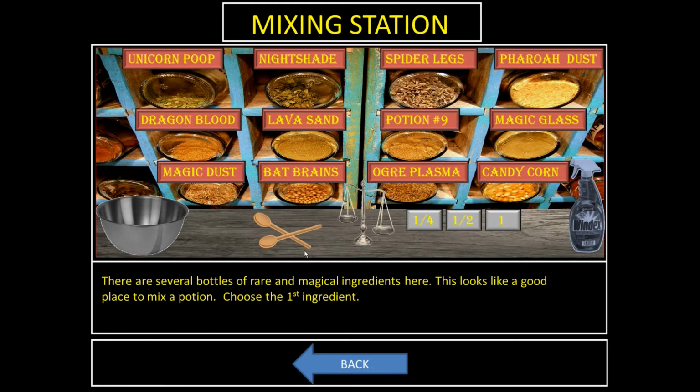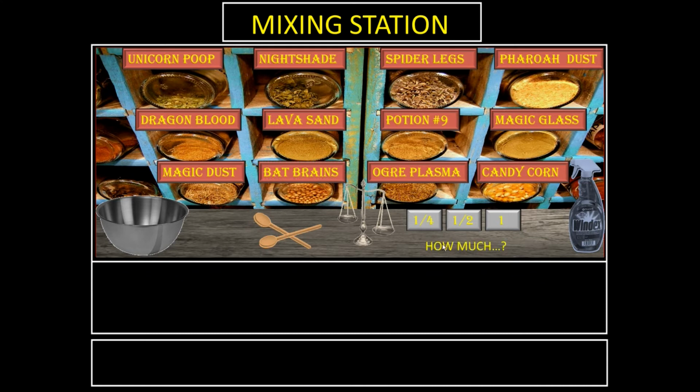The only reason I remember this is I tested it for days, and we just had a little refresher. Choose the first ingredient. It goes quarter, half, one, and then quarter again. So a quarter, I have to choose the first ingredient. I believe it was bat brains. Bat brains, please, how much? One quarter, please. Oh, there it is, bat brains in the pot.